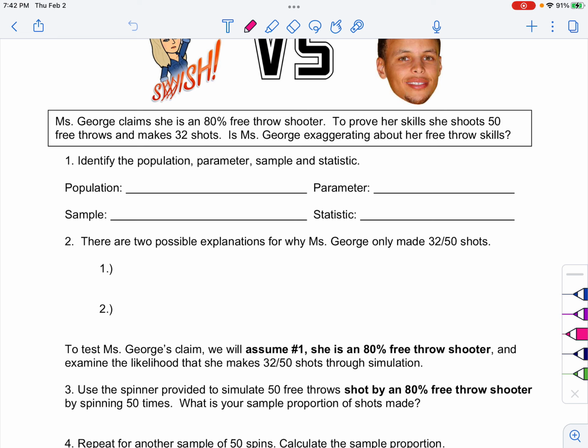So 1, identify the population, parameter, sample, and statistic. Remember that a population and parameter go together, sample and statistic. When we learned this at first, P and P go together, S and S. So our population is going to be all free throws by me, by Miss George. And the parameter of all of the free throws is going to be the true proportion of made free throws.